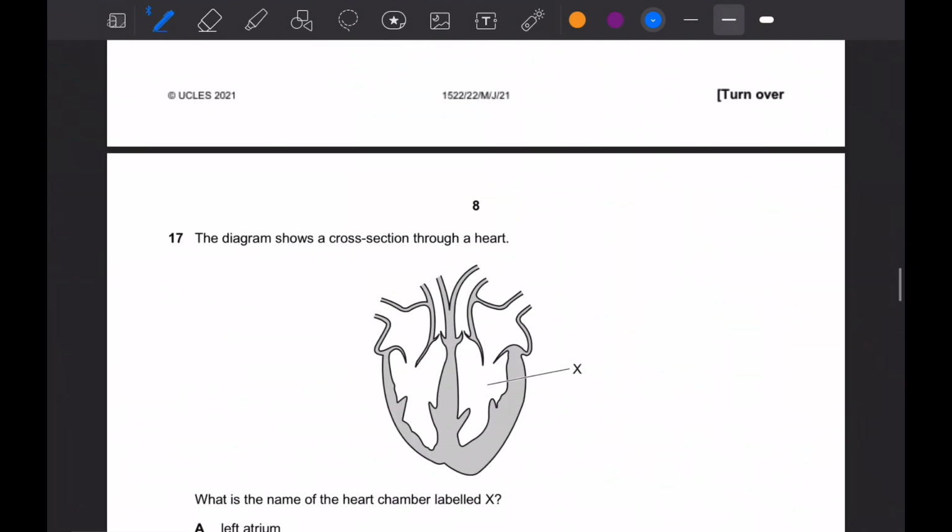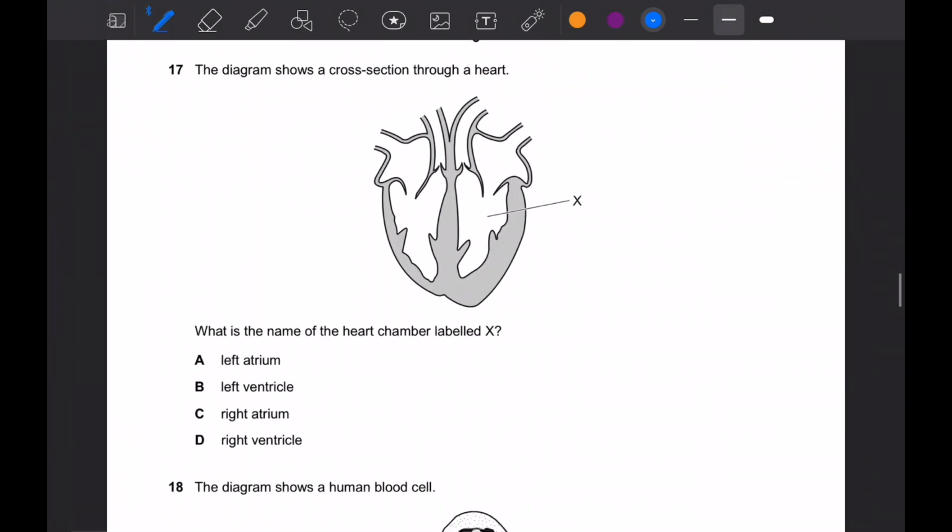Next question, the diagram shows a cross section through a heart. What is the name of the heart chamber labeled X? The upper portion is the atrium, then the lower portion of the heart is the ventricle. And that is the right, and this is the left. So it would be the left ventricle, which is B.